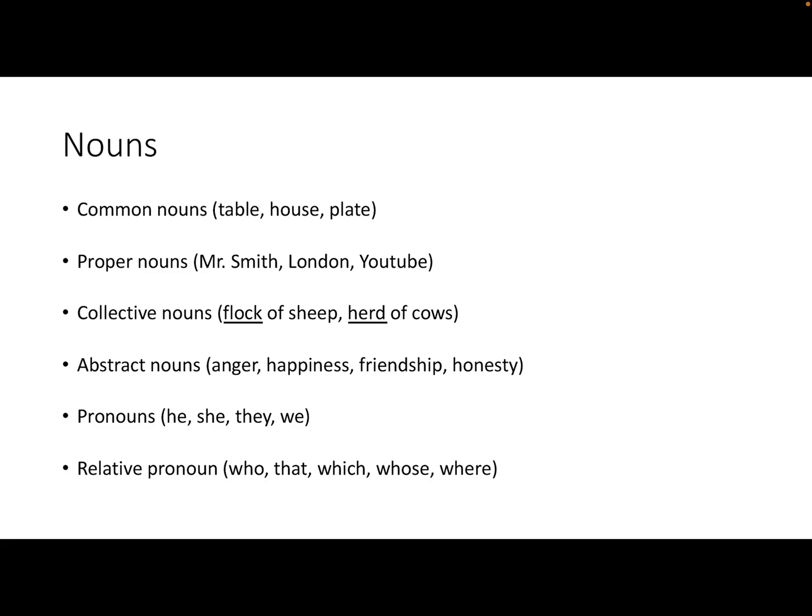So we also have pronouns. Now we've got he, she, they, we. Pronouns there. And then we've got relative pronouns: who, that, which, whose, and where. And each of these have their different role within a sentence.